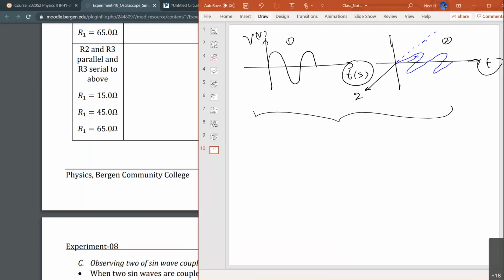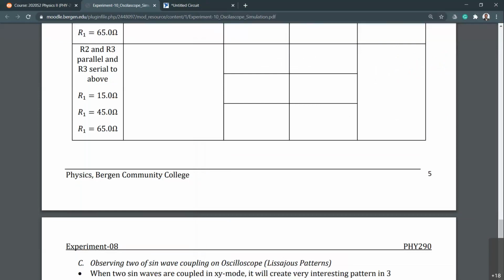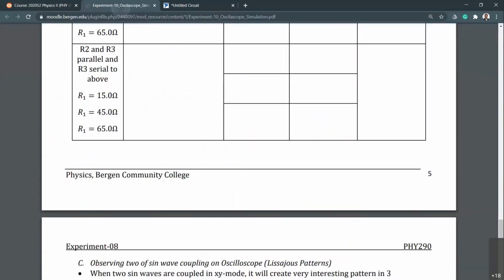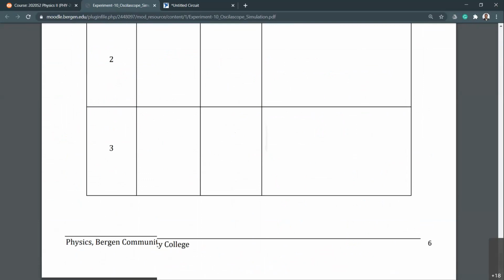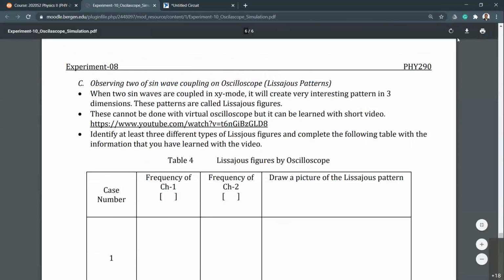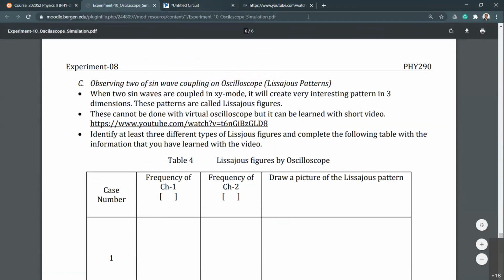So the only problem with the online simulator is that we can't really see the Lissajous figure. There's no way to combine those two in our online simulator. Because of that, in your lab manual I put the link to a YouTube video. That's a very good demonstration. It's not a lab or anything, there's nothing much to actually do there. If you click that link, you will get a YouTube video.